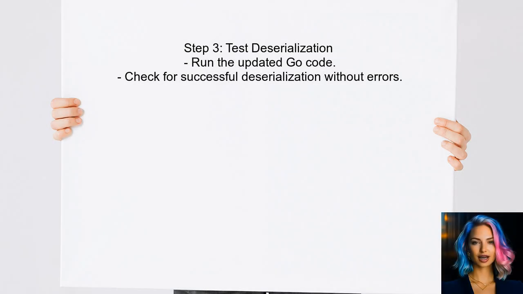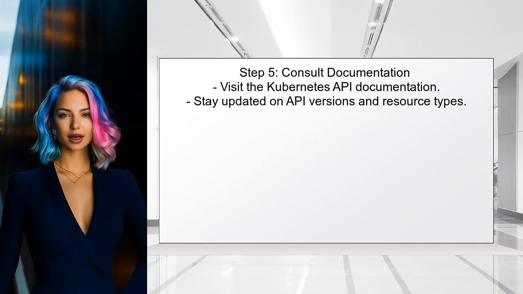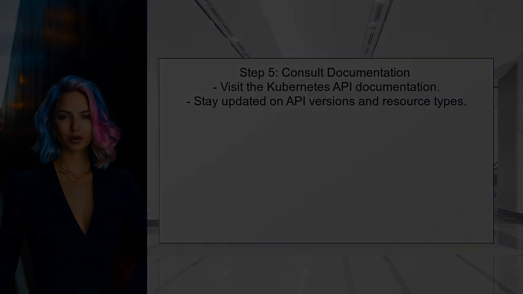After updating the API version and the decoder, the user should test the deserialization process again. This will help confirm if the changes resolve the issue. If the user encounters similar errors with other resource types, they should verify the API versions for those resources as well. Each resource type may have different supported versions. Finally, the user can refer to the Kubernetes documentation for the latest API versions and resource types. This will help them stay updated and avoid similar issues in the future.